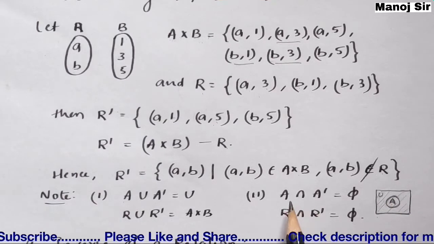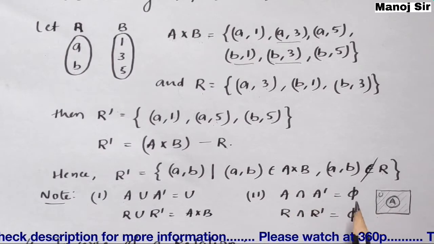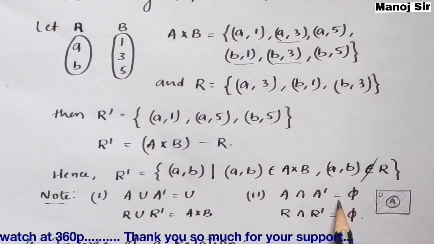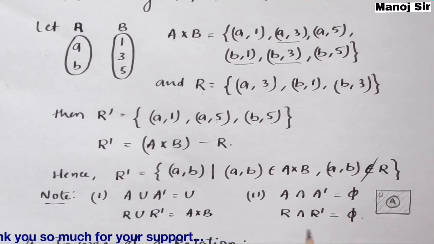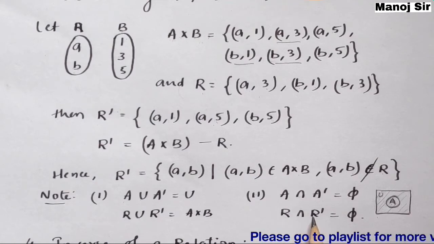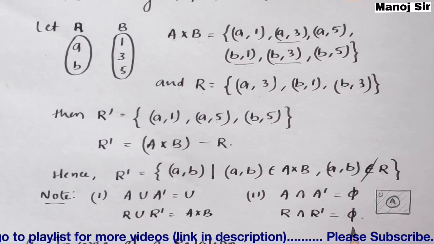Now again, A intersection A dash: there is nothing common between this part and this hatching part, so the result will be the empty set. Again in relations, the intersection of the relation and its complement is the empty set.